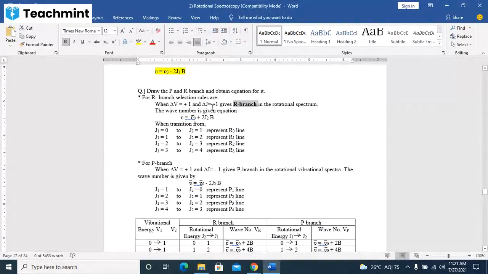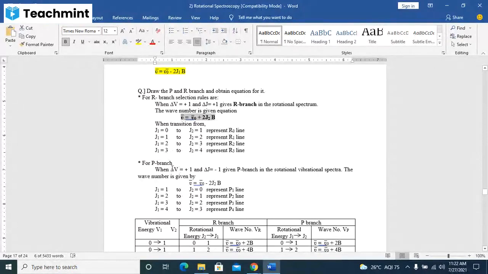gives the R branch. For MCQ purposes, it is again very important. Delta nu plus 1, delta J plus 1, R branch in the rotational spectrum. The wave number is given by this formula that we have already seen. The transition from J1 equal to 0 to J2 equal to 1 represents the R0 line. J1 equal to 1 to J2 equal to 2 represents the R1 line. J1 equal to 2 to J2 equal to 3 represents the R2 line, whereas J1 equal to 3 to J2 equal to 4 represents the R3 line.